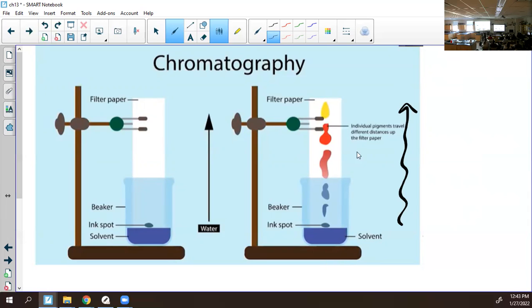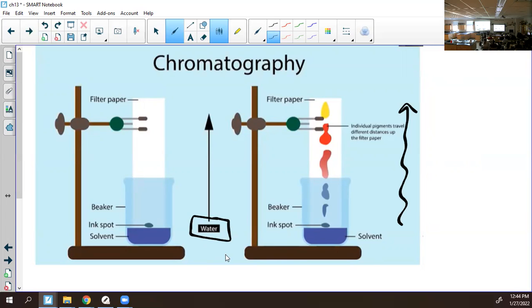All right. Individual pigments travel different distances up the filter paper because of the balance between their attraction to the mobile phase and their attraction to the stationary phase, which in English, I wish they would just say this, is due to the balance of interactions between their attraction to the solvent and their attraction to the paper. We okay so far?